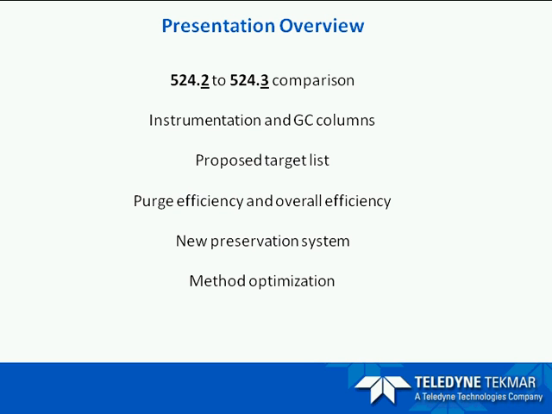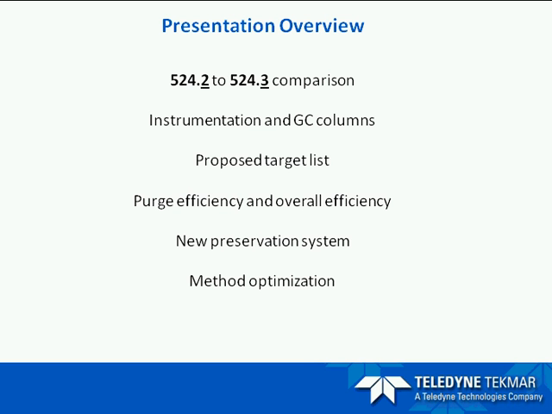Now, today's presentation is going to cover a comparison of 524.2 as it's written today and compare it to the newly proposed 524.3. Today, I'd like to discuss instrumentation as well as changes for GC columns according to some suggestions offered by the U.S. EPA, as well as going over the newly proposed target analyte list, which, as I mentioned before, is going to include possible deletions and additions to the current list of target analytes.